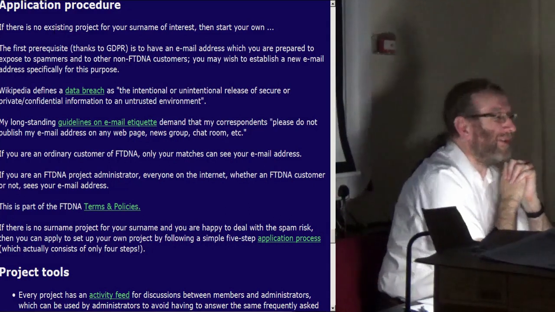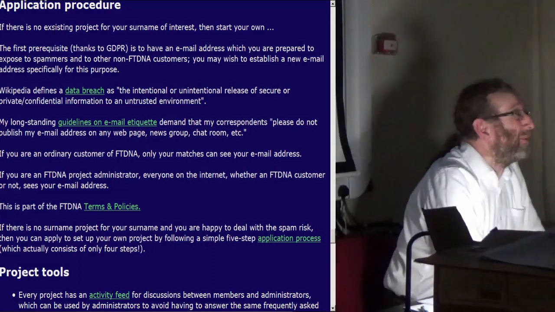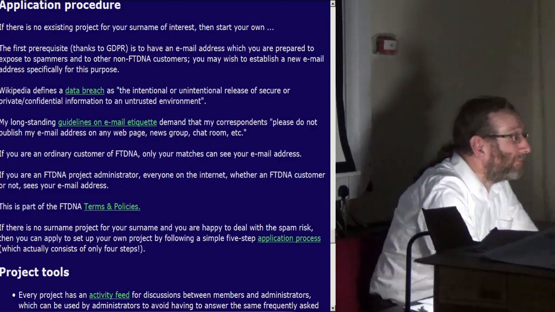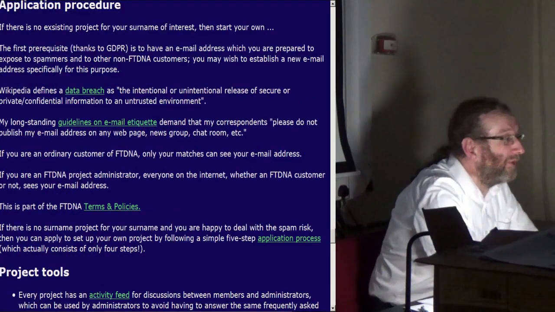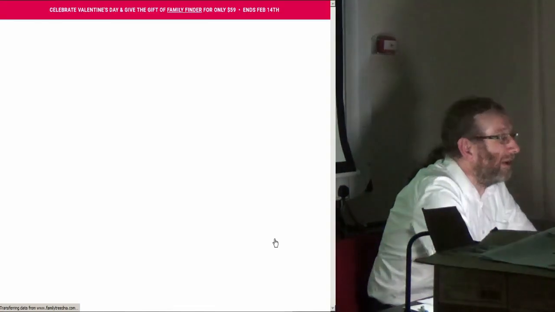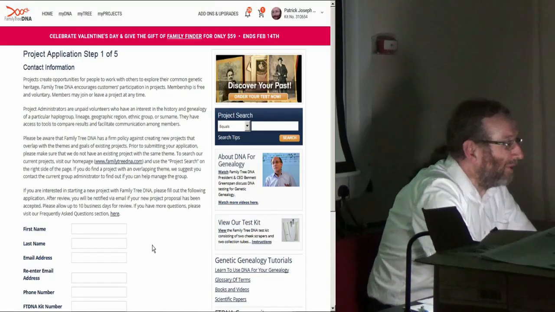I have told people for years, do not put my email address on any web page. Set up a separate email address if you want to do this, and you're just going to have to change it when it starts attracting spam. Then, once you have an email address you're willing to have published, you fill in an application form. I'm not going to do it here and now.